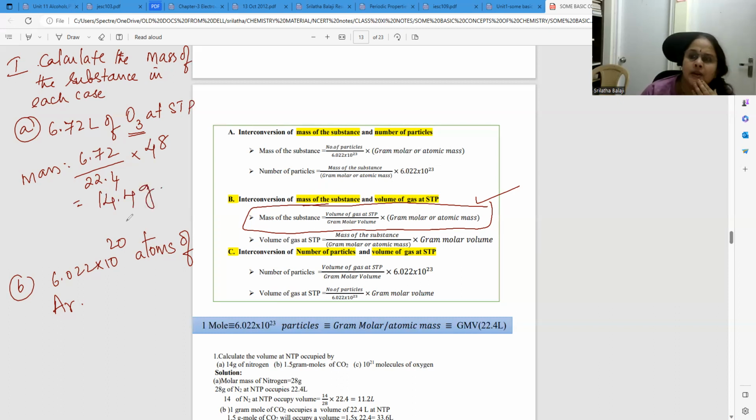Students, are you able to get this? Anybody not able to understand? What are we doing here? Earlier we just saw only the calculation of moles to mass, moles to volume, moles to number of particles. But now we are going further. You're converting mass to atoms, mass to volume, volume to atoms, or volume to mass. All interconversion we are doing here. Okay. Next one.